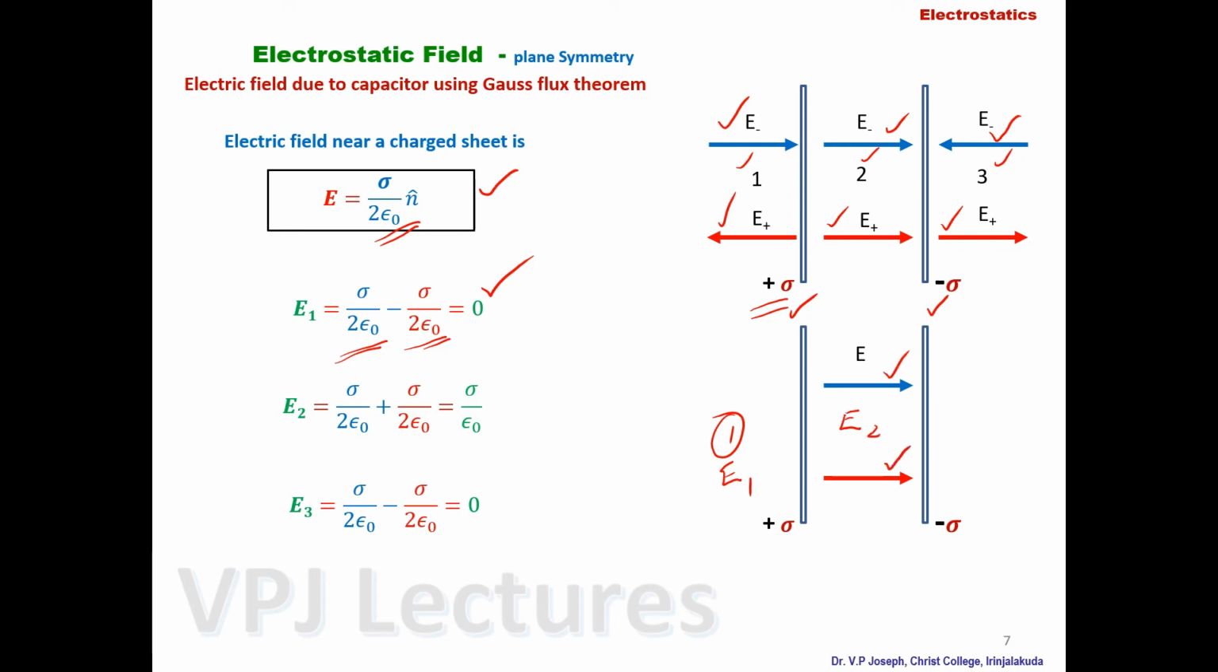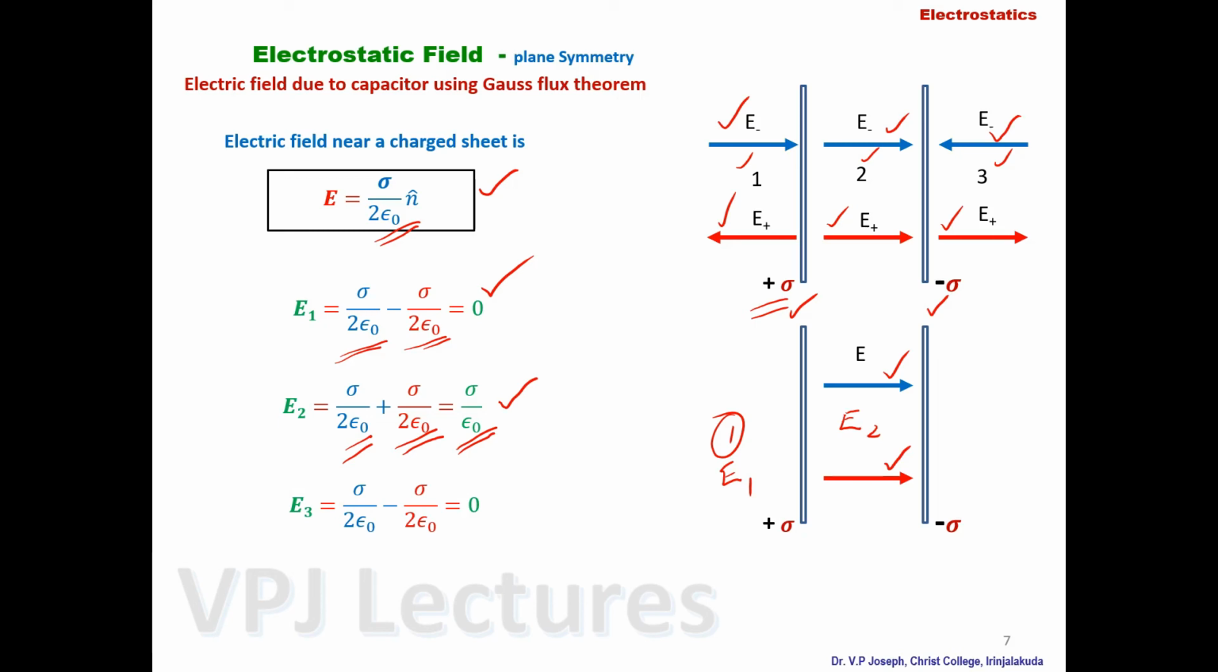Then for the second region, E2, we can see that the electric field due to the negative charge and the electric field due to the positive charge are both in the same direction, so they add up. Sigma divided by 2 epsilon 0 plus sigma by 2 epsilon 0, and the electric field inside is given by sigma by epsilon 0.